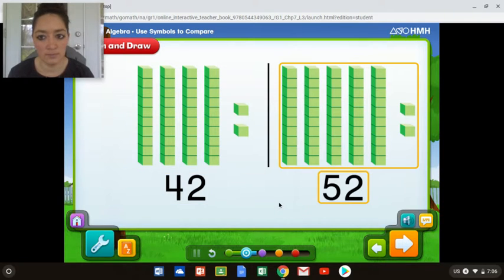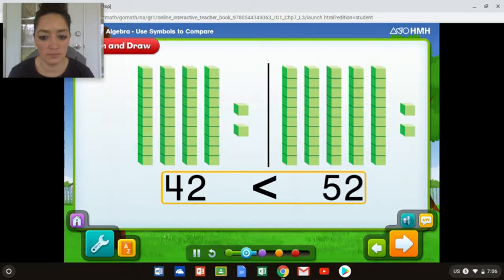52. 42 is less than 52, which we can show by using the less than symbol. So the less than symbol is pointing to the 42. So you read this as 42 is less than 52.